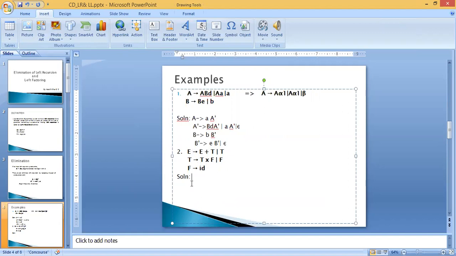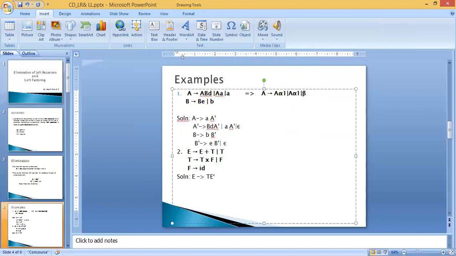E gives, first write the beta part. So let me write it here. What shall we write? T. Write down the beta part first, which is the beta part for the first rule over here. T is the beta part. So T, then introduce a new non-terminal E dash. And remember here, this is a new non-terminal E dash.